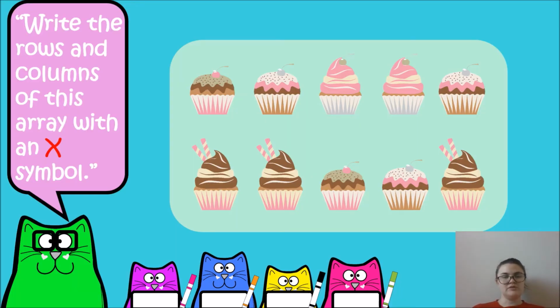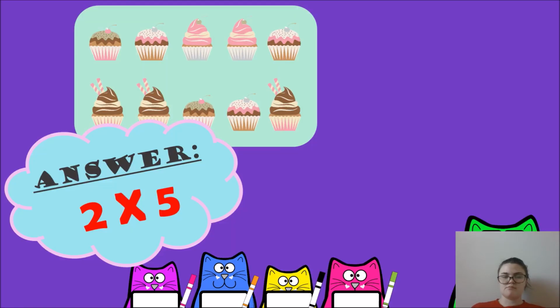Write the rows and columns of this array with an X symbol. Okay, so how many rows do I have? How many columns do I have? Remember, rows go left to right, columns go up and down. Think about your answer. Boom, the answer is 2 times 5, or 2 by 5. Did you get it right?